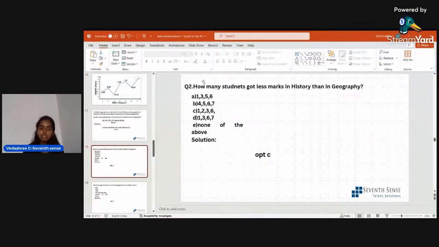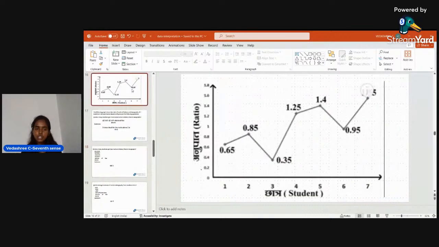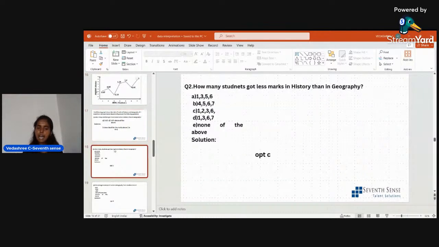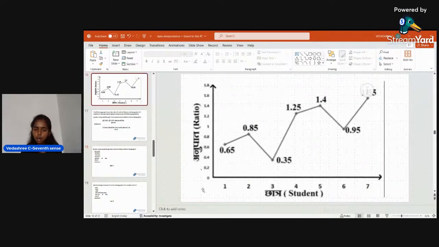So now, how many students got less marks in history than in geography? That is the question. All these four marks, 0.65, 0.85, 0.35, and 0.95, are less than those 1.25, 1.4, and 1.5 marks. So we'll answer this question as option C, that is 1, 2, 3, and 6. See here, 1, 2, 3, and also 6. History.